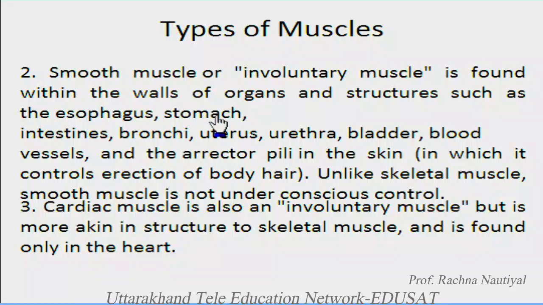Now the other kind of muscle, which is the smooth muscle or the involuntary muscle, is found within the walls of organs and structures such as the esophagus, stomach, intestines, bronchi, uterus, urethra, bladder, blood vessels and the erector pili in the skin, which controls the erection of the body hair. Unlike skeletal muscles, smooth muscle is not under conscious control. They are the involuntary muscles. And the third type of muscle, the cardiac muscle, is also an involuntary muscle but is more akin, similar in structure, to skeletal muscle, and is found only in the heart.